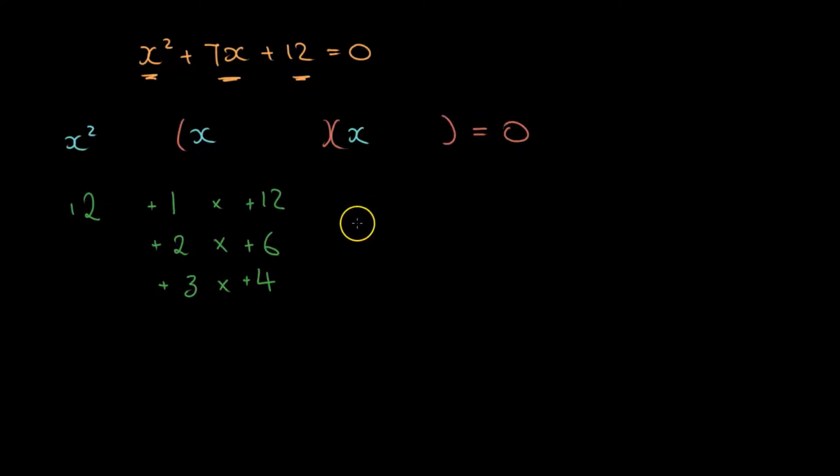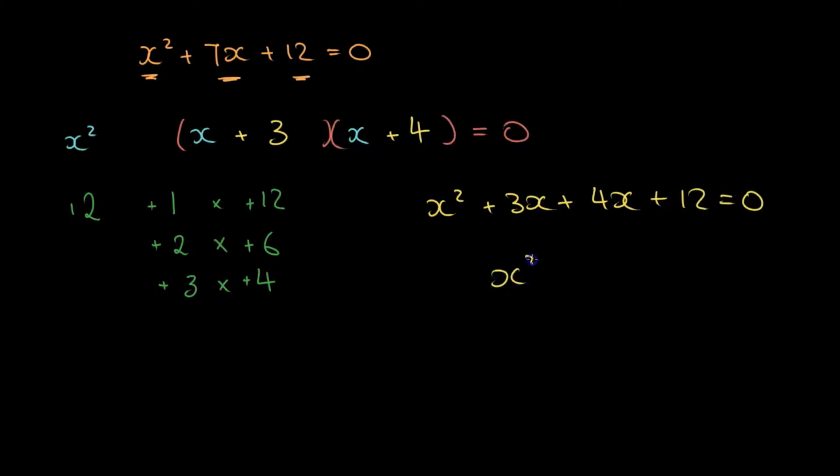So let's try our final pair. Let's try 3 and 4 in here. So plus 3 plus 4. Well, let's do this very quickly again. We'd get x squared plus 3x plus 4x. And hopefully you can see that this gives us the 7x that we need in the middle of our quadratic equation.